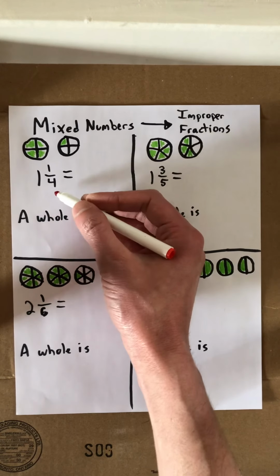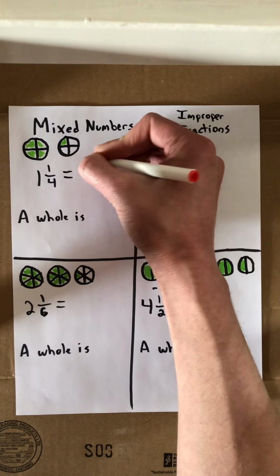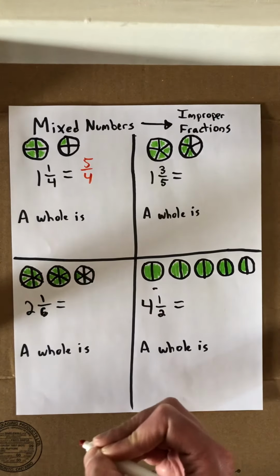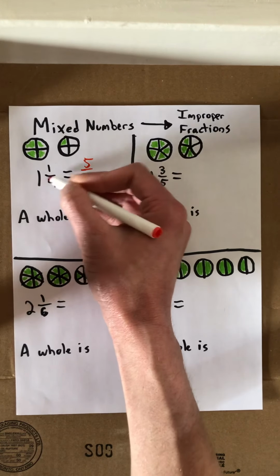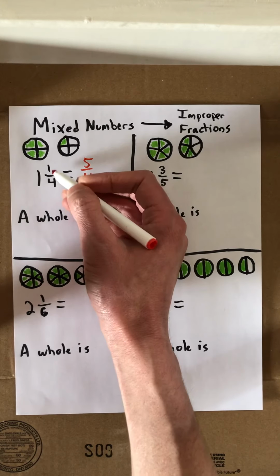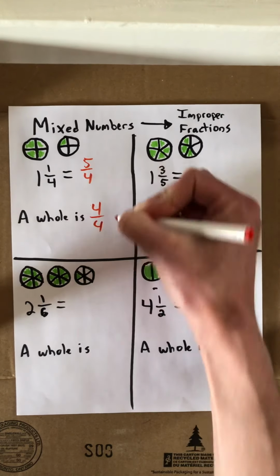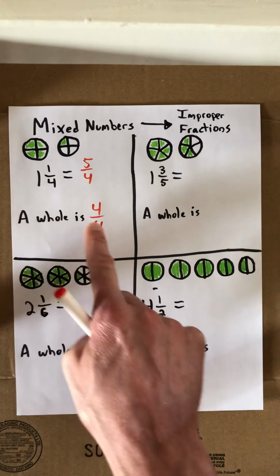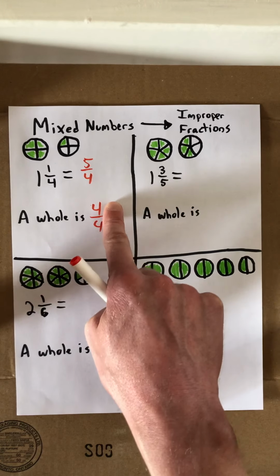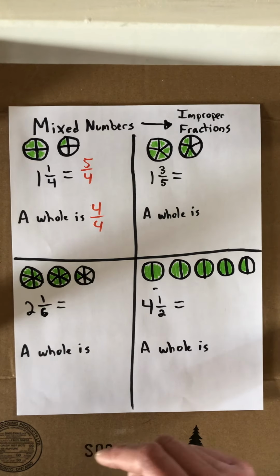So I can do 1 times 4, that's 4. 4 plus 1 is 5, so I have 5/4. Why does that work? Well, the denominator says how many pieces it takes to make a whole. In this case, because it's out of 4, 1, 2, 3, 4, it takes 4 out of 4 to make a whole. So I take this whole, I cut it up into 4 pieces, just like this. It's 4 out of 4. I can add that back and put it into the top, and I have 5 out of 4.